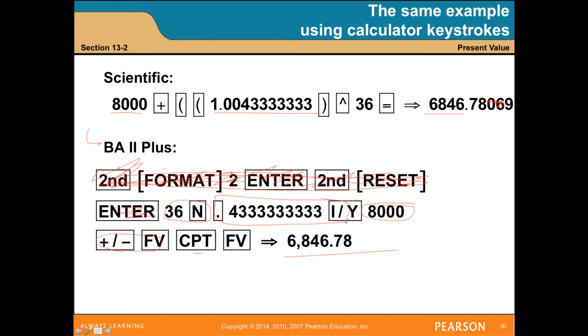Okay, and then let me work it out here on my calculator. So I have 36 N, 0.4333333, 8,000 future value, compute. Actually, this is a typo. Not my typo, the publisher's typo. It should actually be compute present value. I just caught that mistake. So it's compute present value, and then you get $6,846.78.